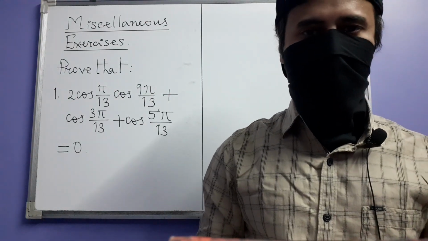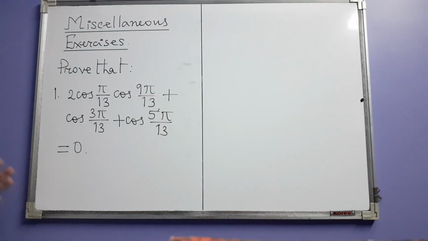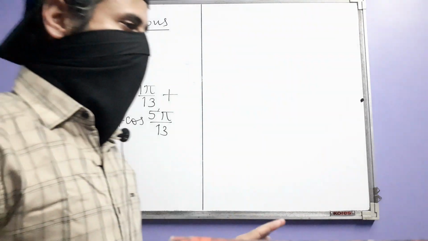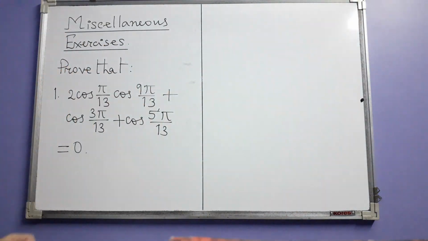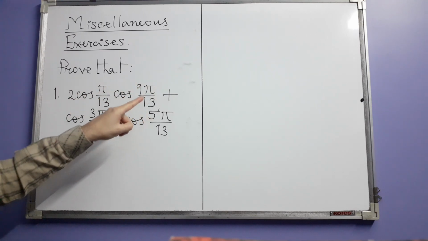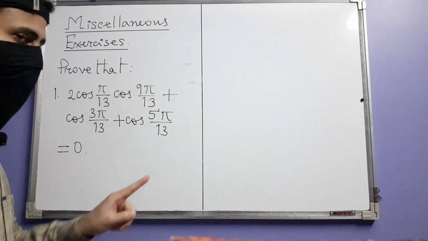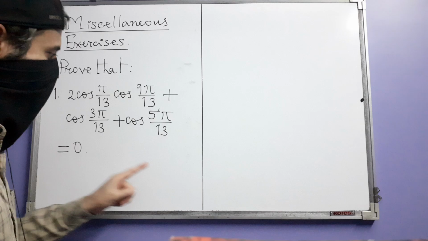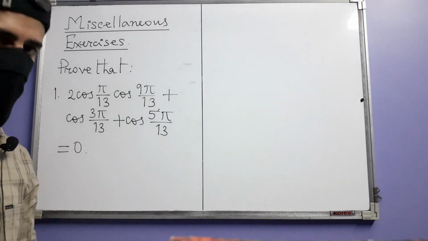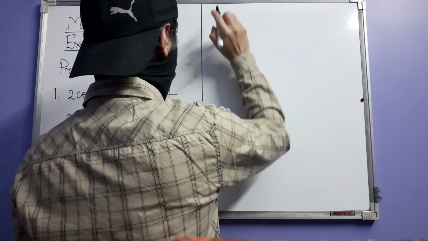Alright, so let's start the miscellaneous exercises. Here, the first few are some things we have to prove. So this is the first one. We have to prove that 2 cos pi over 13 times (cos 9 pi over 13 plus cos 3 pi over 13 plus, this is not product, okay, plus cos 5 pi over 13) equals 0. So let's see how this becomes 0.